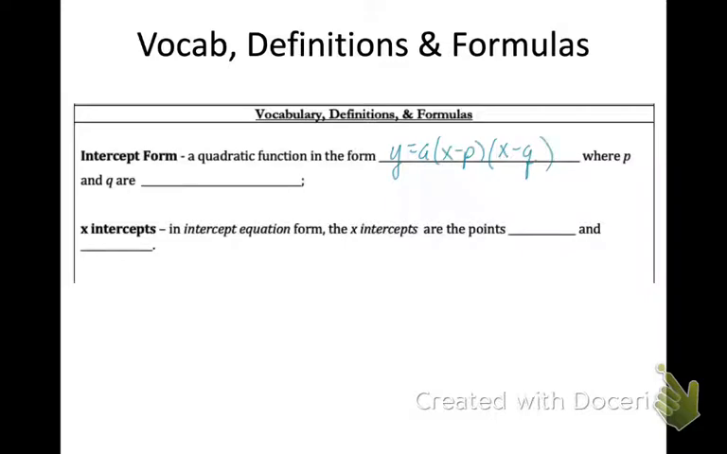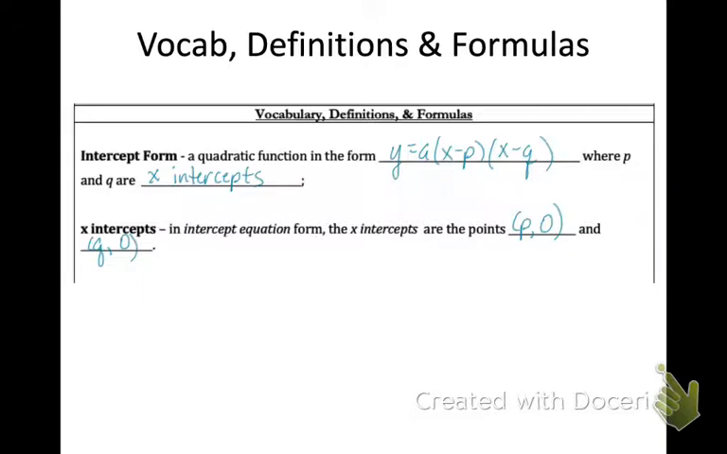Now, the a value is the same as in other forms, and it functions the same way. It helps you determine whether the graph opens up or down. The p and q values are the intercepts on the x-axis. This will be where the quadratic graph, the parabola, crosses the x-axis, if it does. So x-intercepts in equation form can be the points (p, 0) and (q, 0) in x and y format.